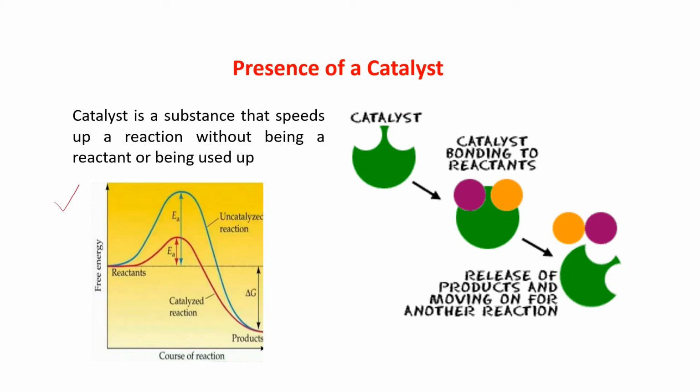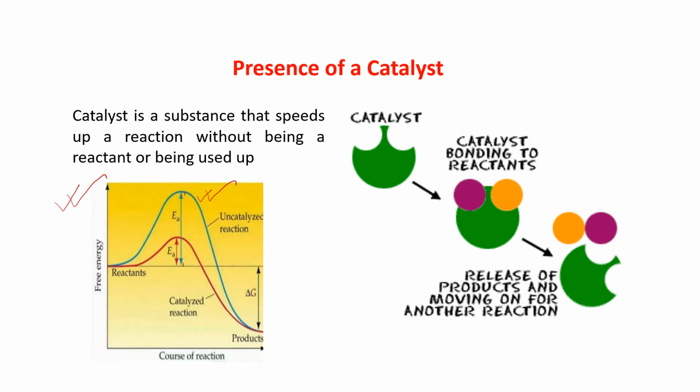Now see this graph. This is the graph for the uncatalyzed reaction. This is the energy barrier. That means it is taking such a long time and the energy is also so high. From here to here, it has to cross this energy barrier to get the product.